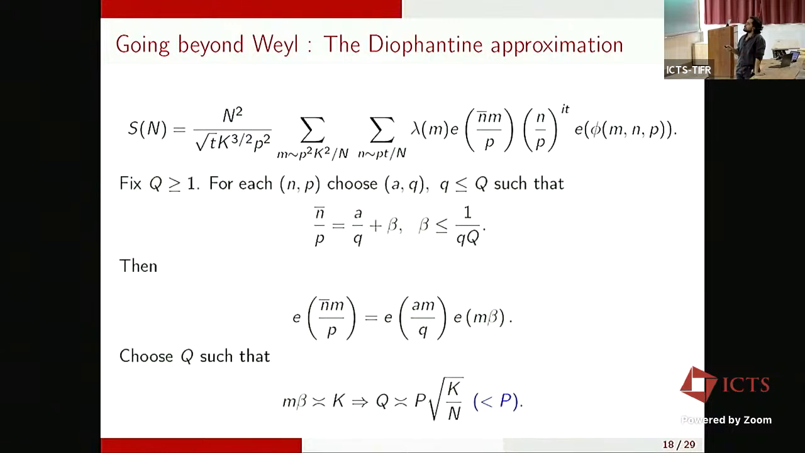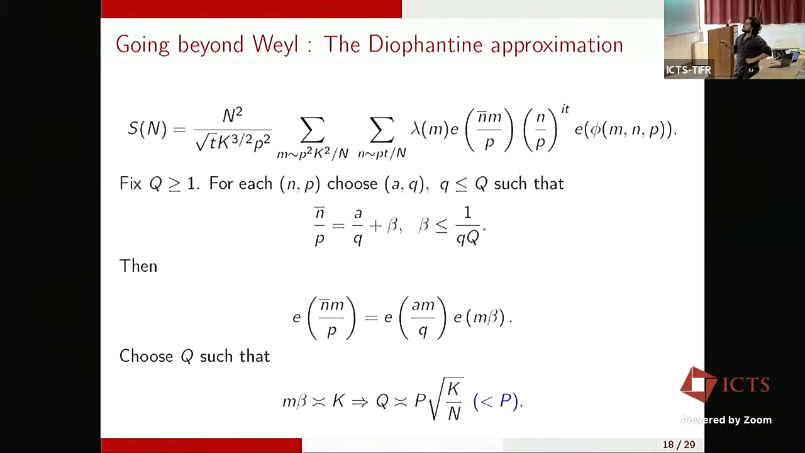So we will approximate this number n bar by p appearing in this additive character here by another rational number a by q, and this also comes with the error beta, where beta is of size 1 by q square roughly. Of course, we would like to choose q as small as possible to make the arithmetic conductor smaller, but then this will come with an analytic conductor beta.